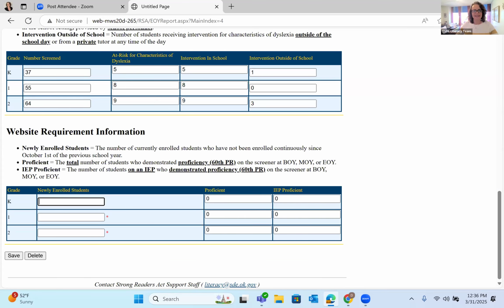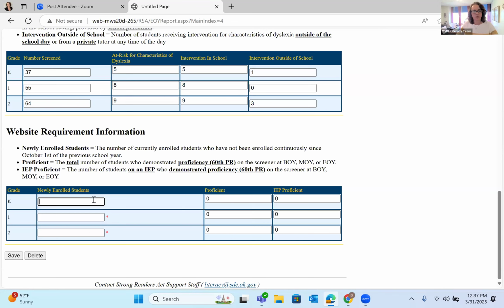Moving on to the last section of the report, and it is website requirement information. This is a brand new section, new this year. This year is the first year that we are having website requirements that you will have to post by September 1st regarding information from the previous school year. And this is part of the information that will be on that, that you will also be submitting to us in this report.